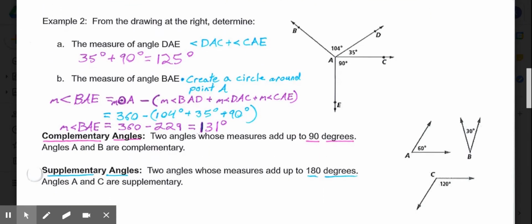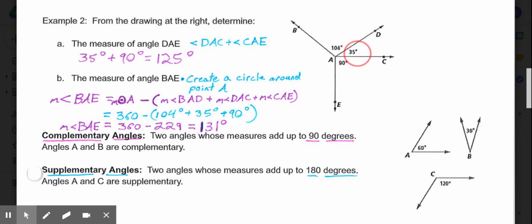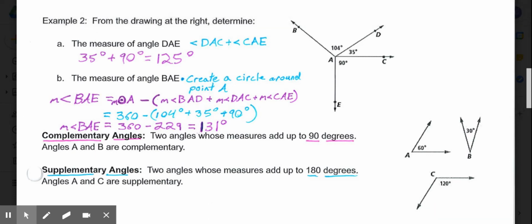So in part 2, it says, from the drawing at the right, determine the following. So A, the measure of angle DAE. So angle DAE from D to A to E. That would be angle DAC plus angle CAE. So 35 degrees plus 90 degrees equals 125 degrees.